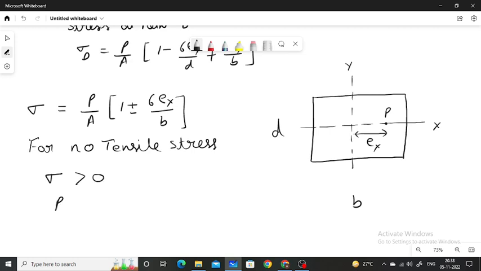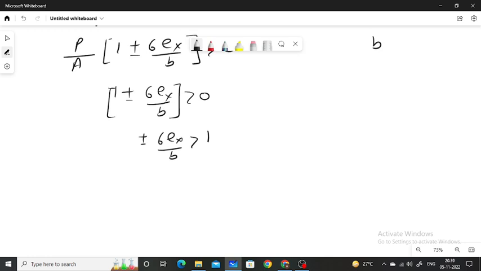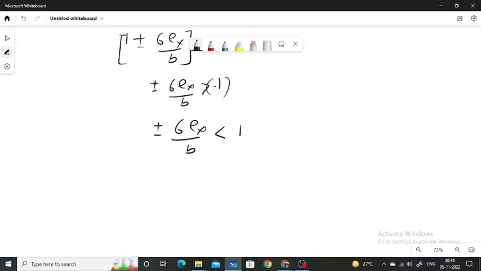ये बड़ा होना चाहिए. So P by A 1 plus minus 6 Ex upon B should be greater than or equal to 0, or 1 plus minus 6 Ex upon B greater than or equal to 0, or plus minus 6 Ex upon B greater than or equal to minus 1, माइनस में होगा ये, और से प्लस माइनस 6 Ex अपॉन B लेस देन 1 और Ex लेस देन प्लस माइनस B by 6.